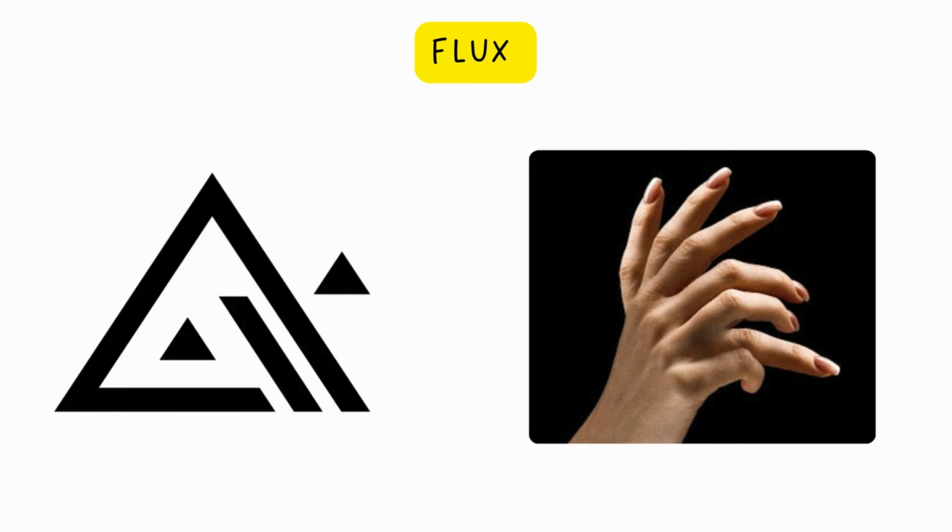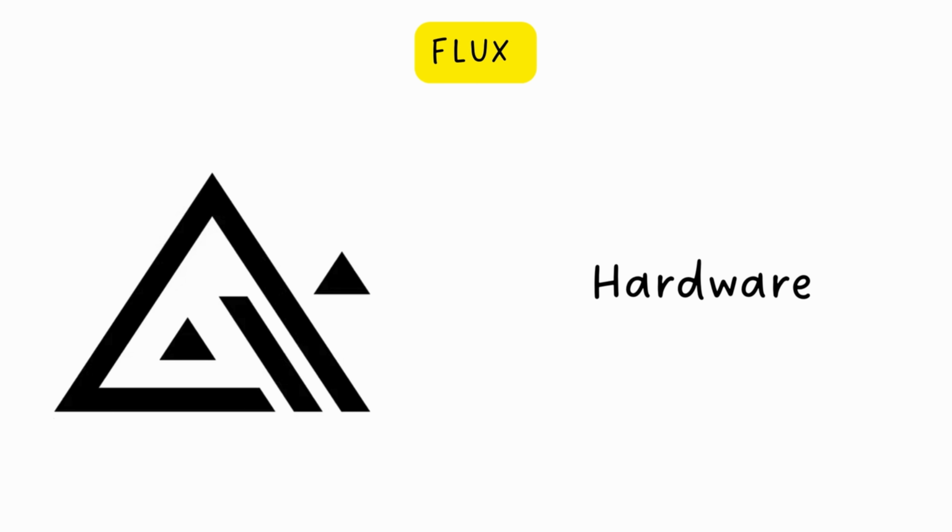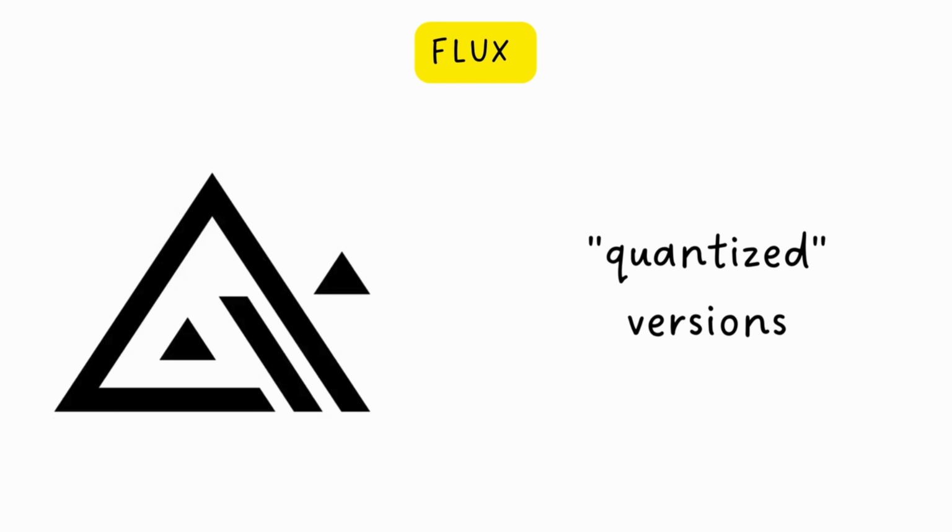But there is a catch: hardware. The full 32 billion parameter version of FLUX.2 is a VRAM monster. Unless you are running a 24GB RTX 4090 or enterprise gear, you will be forced to use compressed, quantized versions. It is one of the most powerful models on Earth, but only if your PC can handle the heat.